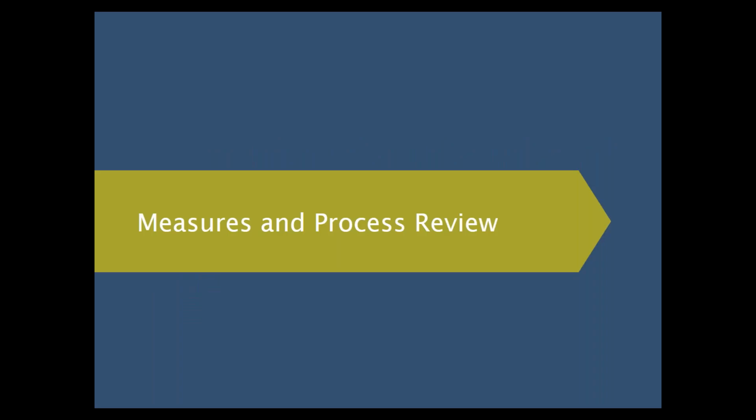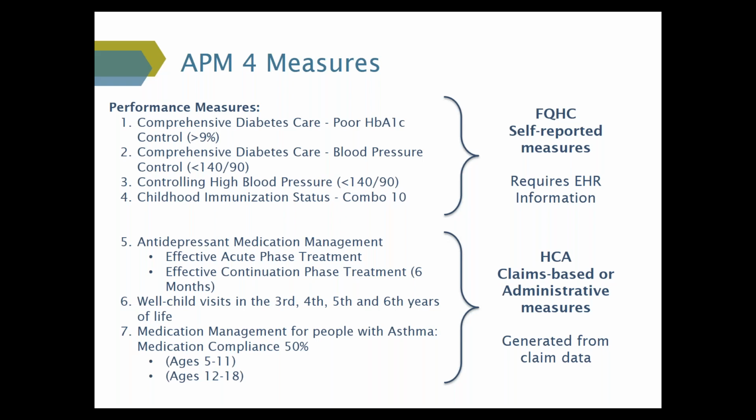So I'd like to step through our measures process and review. These are the performance measures that we're including in APM4. As you well know, these are HEDIS measures. HCA can generate the measure rates from measures 5, 6, and 7. We can generate that from administrative claim data.